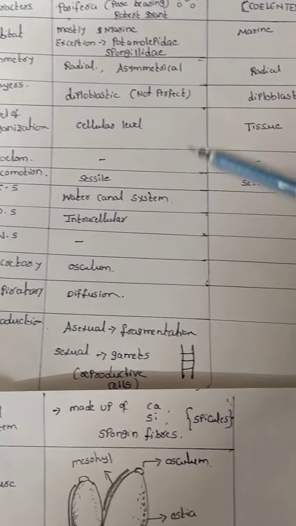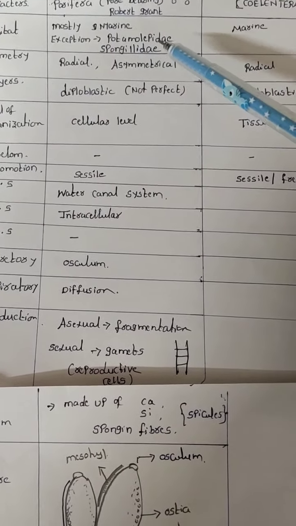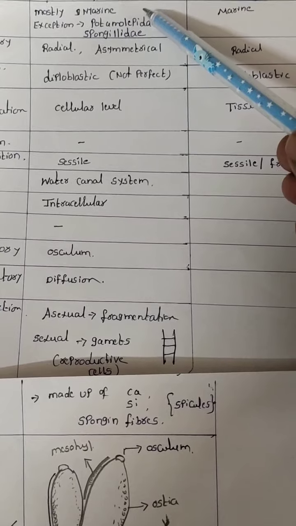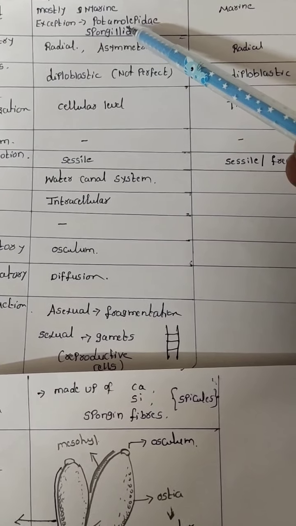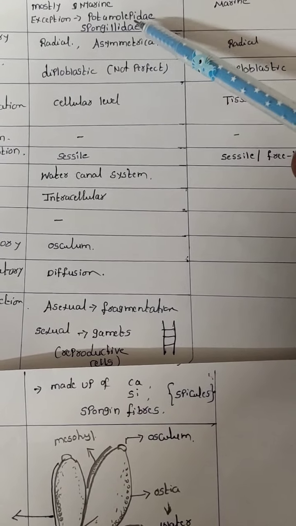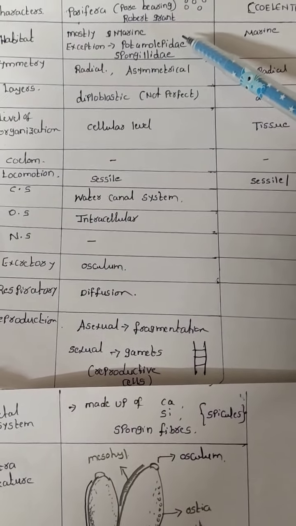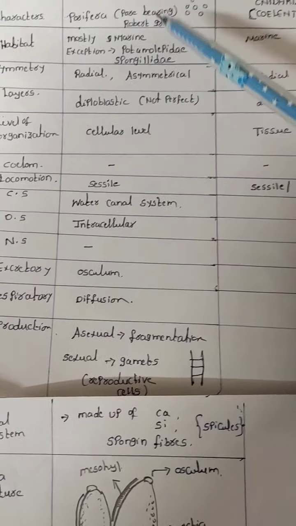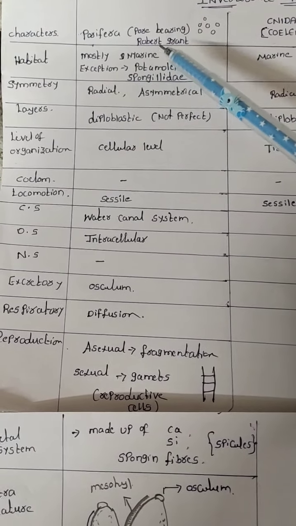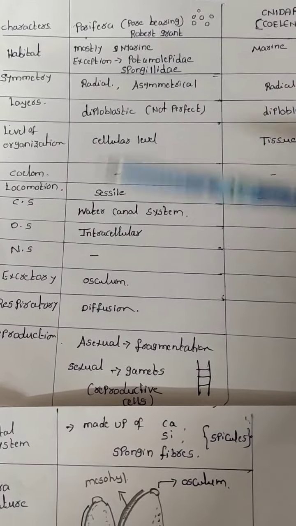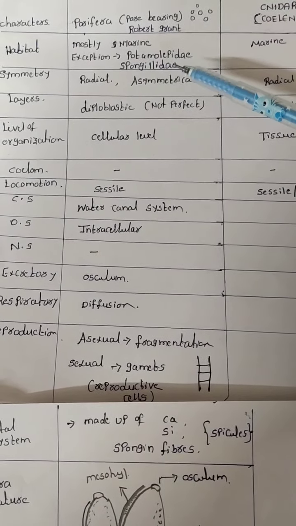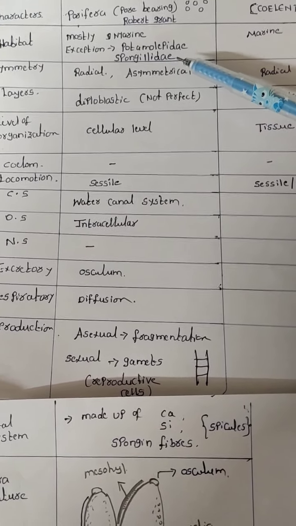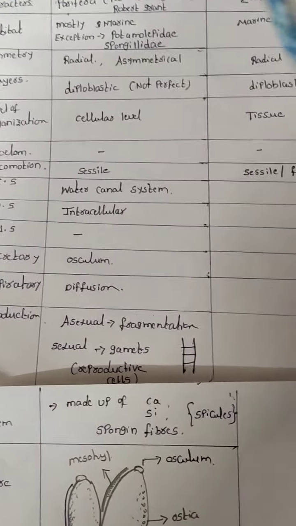Some exceptions are there. Suppose the last part is the suffix: at the end you get IDAE, which indicates a family. That's why Potamolepidae and Spongillidae families. The best example is the freshwater sponges. The habitat is what type of habitat? Freshwater habitat. So mostly Porifera organisms are marine, but some families, the Potamolepidae and Spongillidae, live in freshwater. And then symmetry.